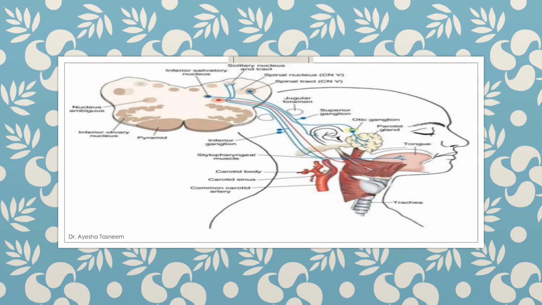Here you can see the location of all the three nuclei. This is the superior salivatory nucleus present in the pons. This is the nucleus tractus solitarius that is present here, and this is the nucleus ambiguous that is present here.